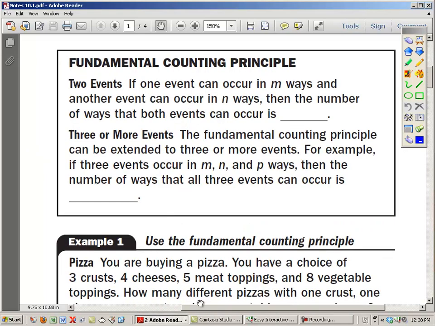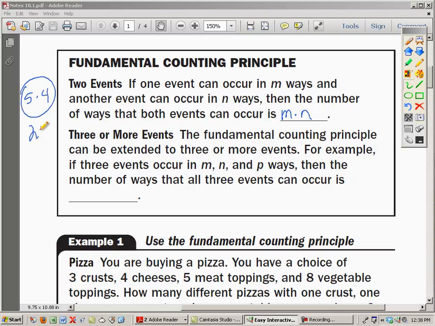Now, the first thing is this idea of the fundamental counting principle. If there are two events that we're concerned with, it says if one event can occur in m ways and another event can occur in n ways, then the number of ways that both events can occur is the product of m times n. This is called the fundamental counting principle. So, for example, if you had 5 different events that could occur one way and 4 different events that could occur a different way, that would be 5 times 4. That means there are 20 different ways that these events could occur. And again, we'll get into some real examples in just a few minutes.